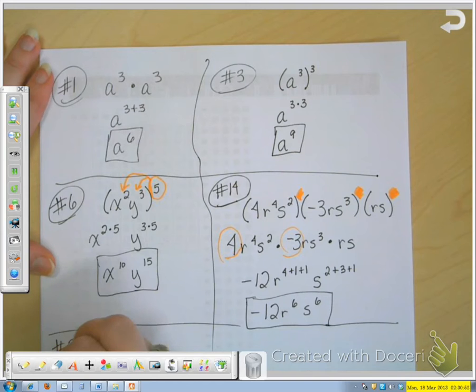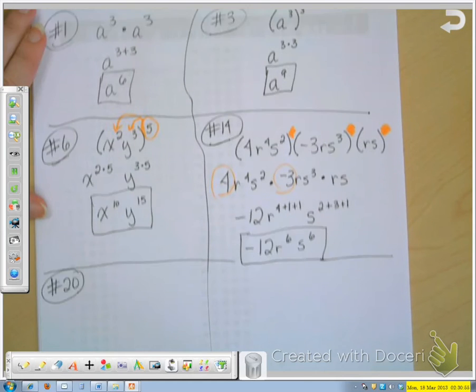Okay, let's look at number 20. Number 20 is a combination problem.